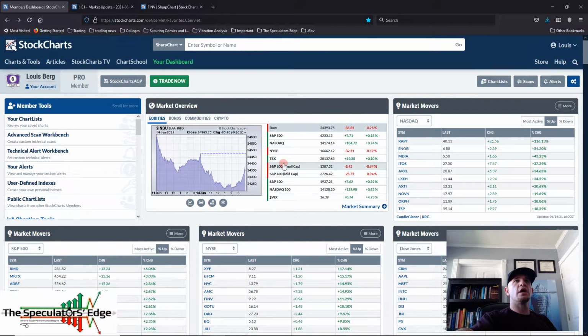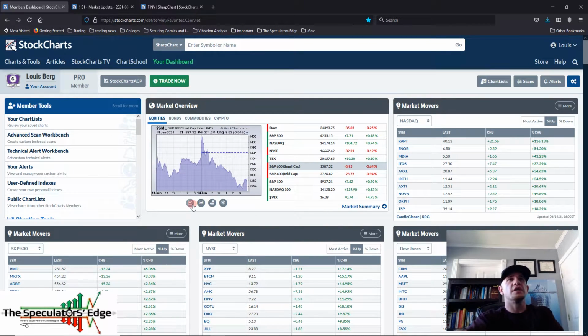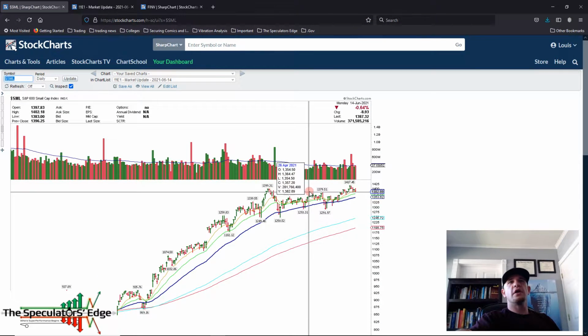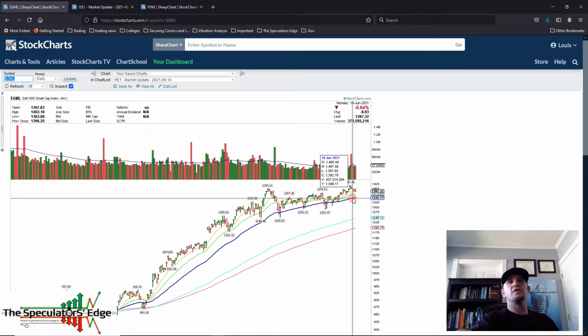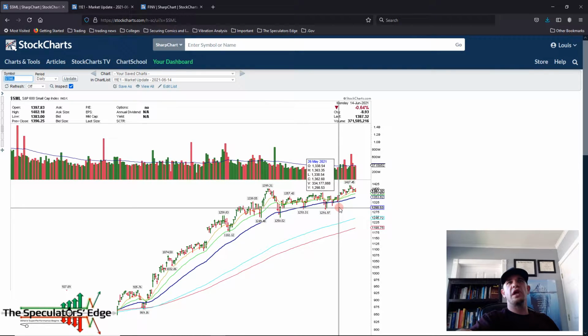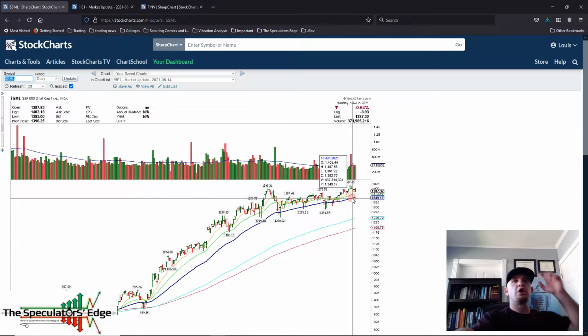So let's go look at the S&P 600 small caps, the Russell 2000. We did have not a good day today, but we didn't crack this low right here at 1,381. So we kept above that, but we might not tomorrow. We might get down to that 20-day moving average. If it does close below that 20-day moving average, you expect it to get to that 50-day moving average at around 1,353. So just be careful right now where you're trading, where you're swimming.